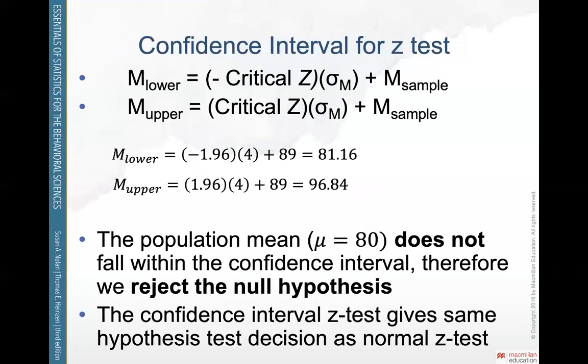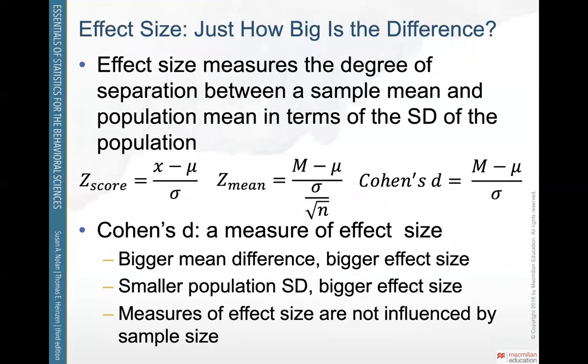So yeah, there's our confidence interval that we did yesterday. Now we are moving on to the two last topics for this chapter, which are effect size and power, statistical power.